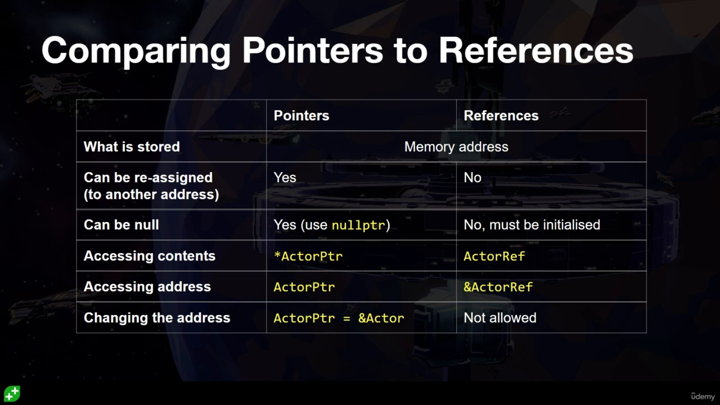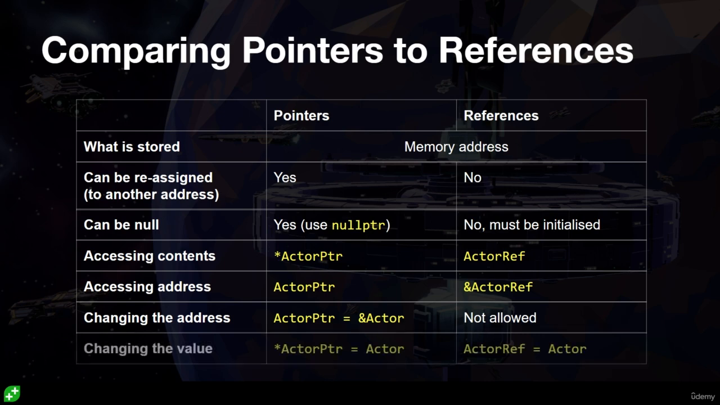And finally, what if we want to change the value that we're pointing to? Not the address, but the actual value being stored at that address. Well, with pointers, you've got to, again, use some special syntax. You have to put that star and then assign something, so the actor pointer, you assign to the star actor pointer. With references, again, because you can't change the actual address, you don't need any extra syntax. We can drop the extra syntax and just have actor reference equals actor, which means that you are overwriting the value in the pointed-to location.